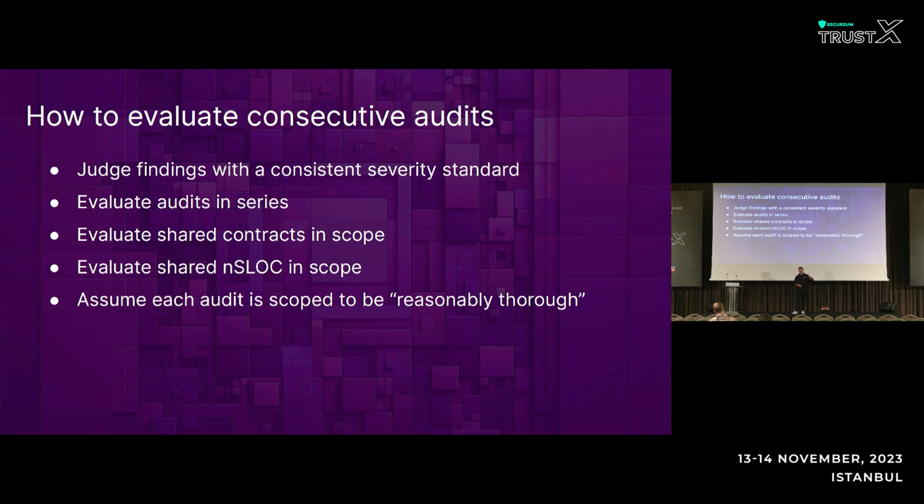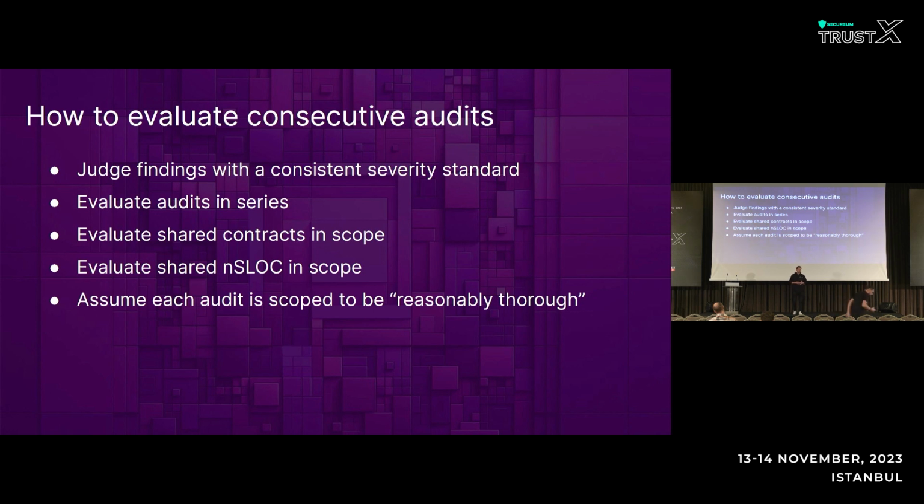We evaluate audits in series, so these are audits happening at different points in time. We want to evaluate the shared contracts and scope only, because that's where the useful information will be. Shared NSLOC and scope: if you change a contract, we check the diff of that contract to see which bugs could have been found based on the diff of one audit versus another.